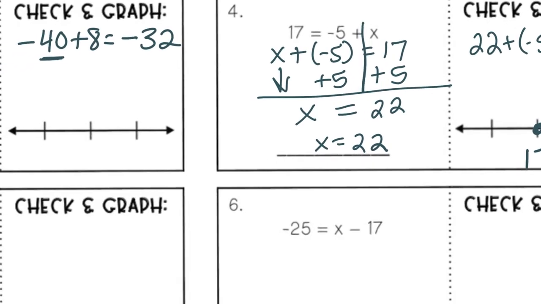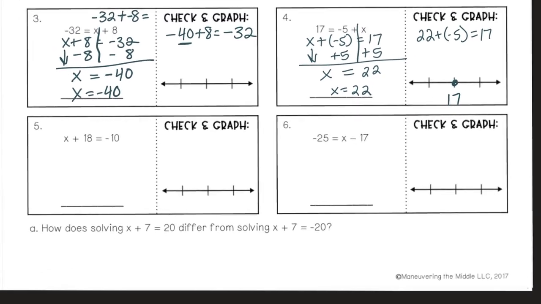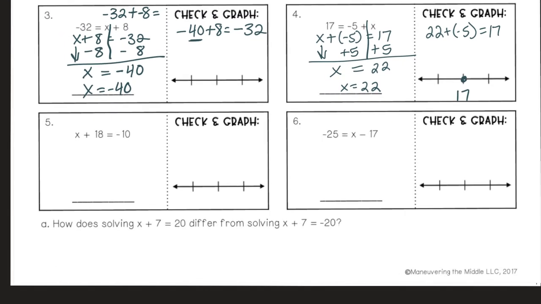Okay. What I want y'all to do at this time is try and solve the last two problems all by yourself. You can pause the video for a minute, and then I want you to go on to the next portion of your notes. We're going to do those together, but I want you to solve 5 and 6 by yourself first.